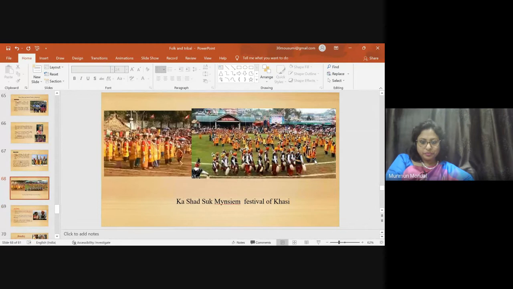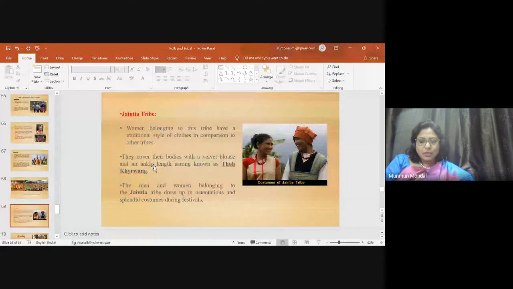Most of the time they are having the yellow one with the red blouse, but I have seen some bluish, skyish blue, some kind of color were also there. But for the religious purpose, they are mostly wearing the yellow one. Now I am moving to Jayantia. See, you can see, it is visible. You can see the difference in their costumes.